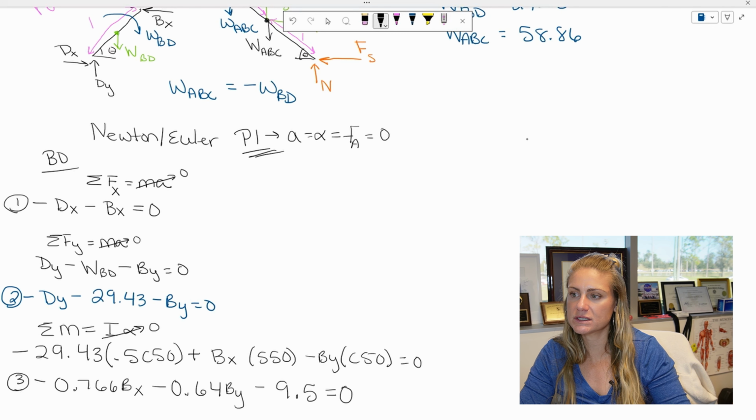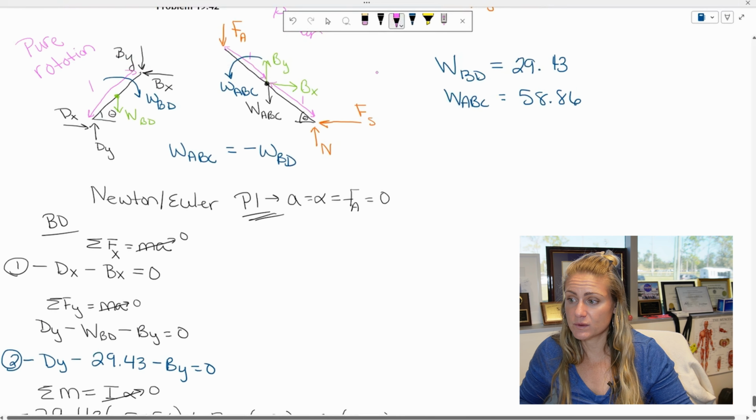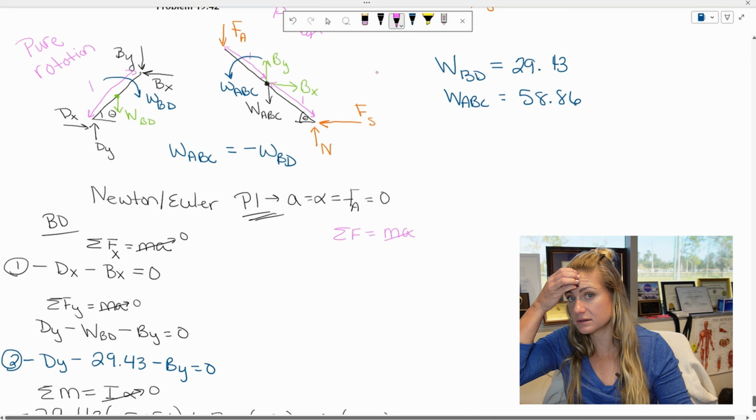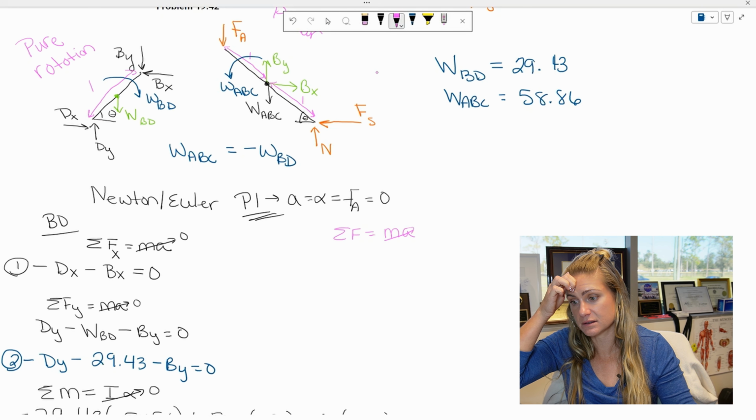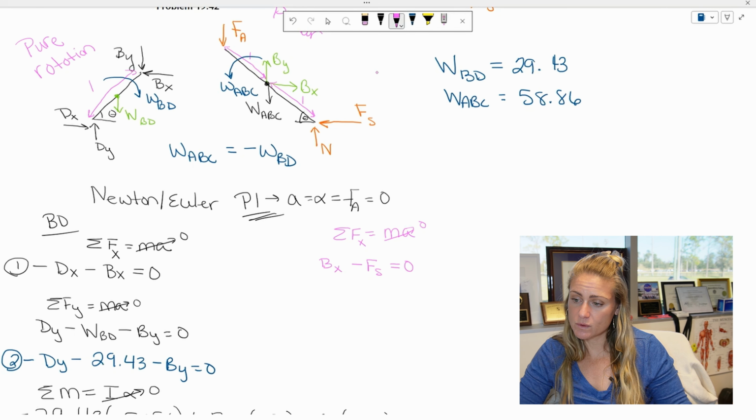Okay, so now what I want to do is go to bar ABC and do the same thing. So I'm going to do the sum of the forces equals MA. Again, we are still analyzing position 1, so that's going to be 0. I'm going to do the sum of the forces in the x direction first. So I'm going to have Bx minus Fs equals 0. I only have 2 forces in the x. So what about the sum of the forces in the y? Oh, so this is equation 4.